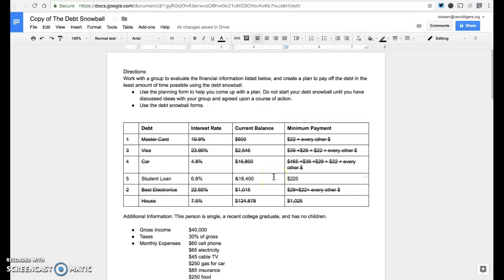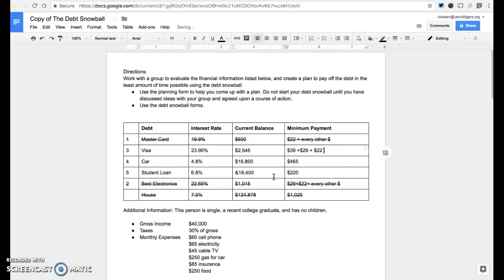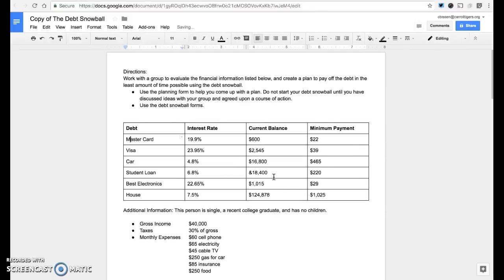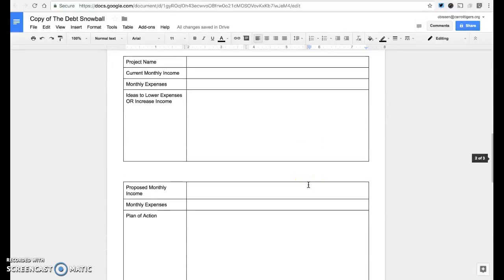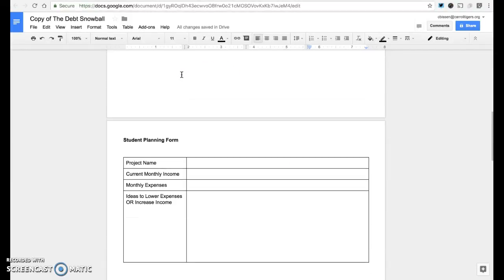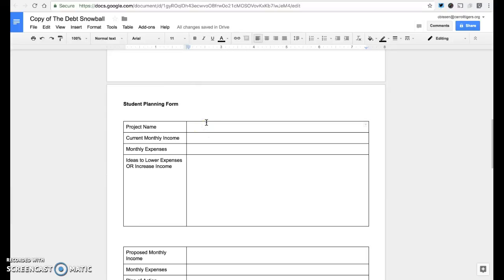I'm going to just back up here and pretend that I haven't started. I just wanted to explain the debt snowball in case that was something that we hadn't really understood yet. So this is how my assignment started. The first thing it tells you to do is to start planning for this couple. So your project name, this could be your group members' names.